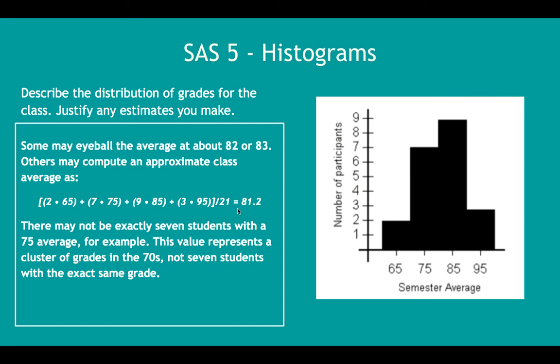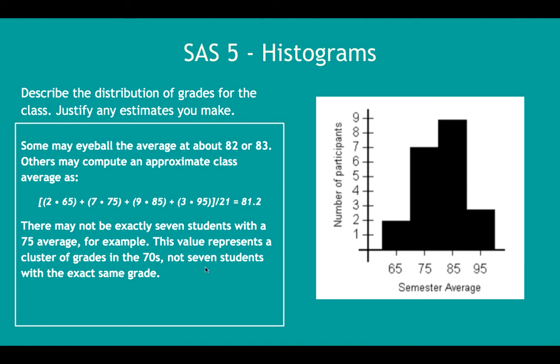We divide that by the total number of values, and we can determine the number of values by counting how many are in each column and summing the total of each column. So 2 plus 7 plus 9 plus 3 is 21. So the average is around 81.2. There may not be exactly 7 students with a 75 average, for example. The value represents a cluster of grades in the 70s, not 7 students with the exact same grade.